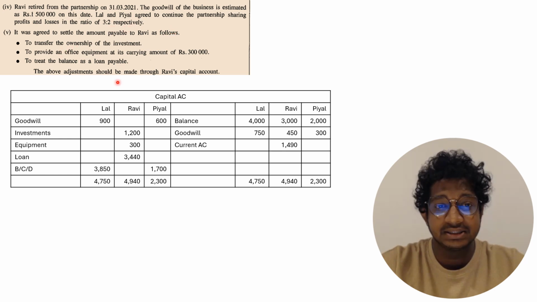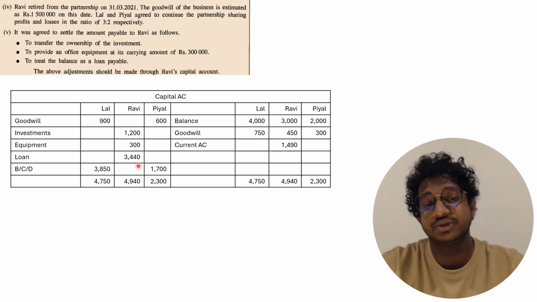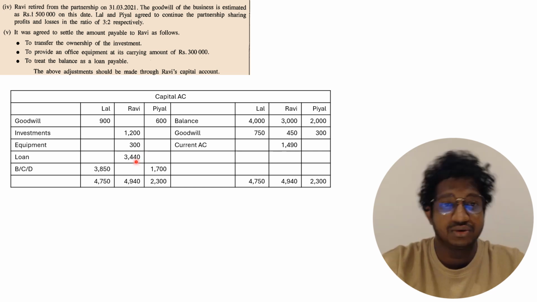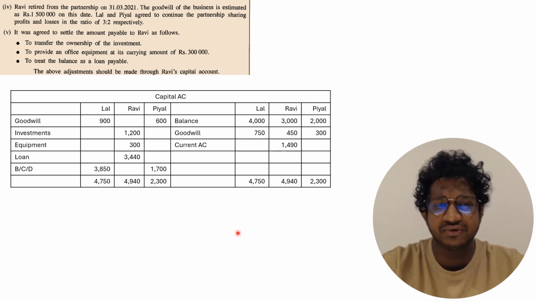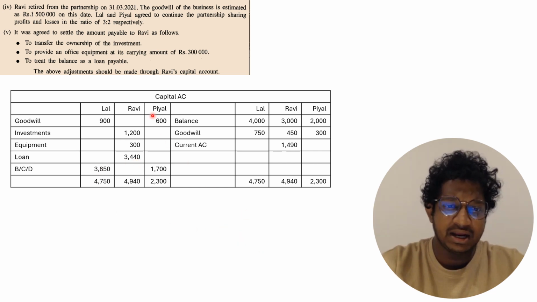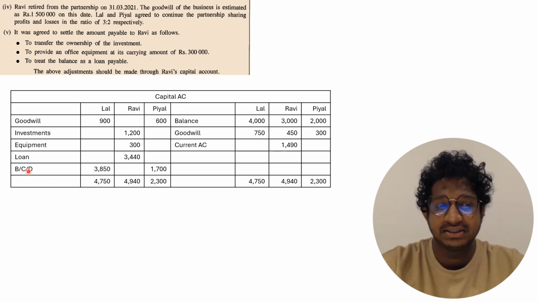And then they are asking for investments 1,200, the transfer of the ownership of the investment. And then Ravi is asking for 300 equipment, and the remaining balance you have to transfer to the loan account, right? So that's it for this question. And after all, you have to show the balances of Lal and PL at the balance carried down.